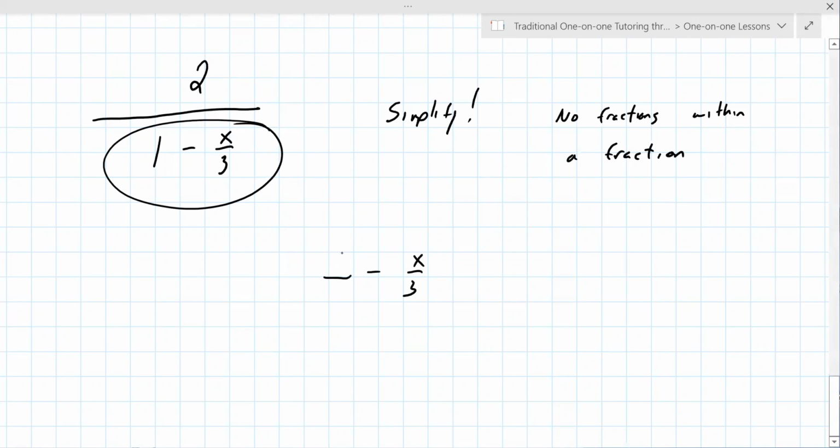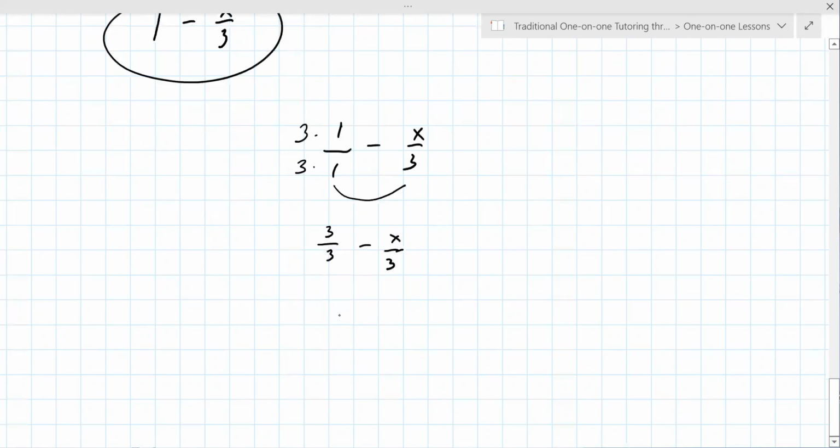1 over 1, just like that. But the problem is you can't combine the denominators unless they're the same. So how do you make them the same? Well, you have to multiply the top and bottom by the same number. So this becomes 3 over 3 minus x over 3. And now we can combine the numerators: 3 minus x over 3.